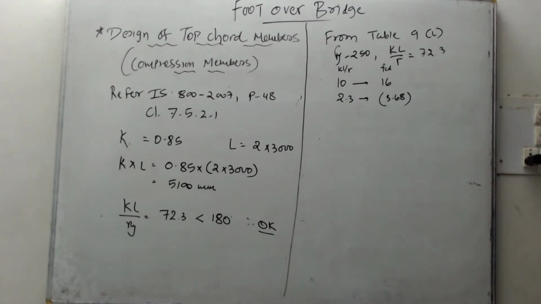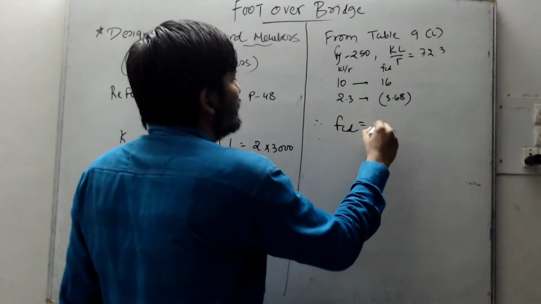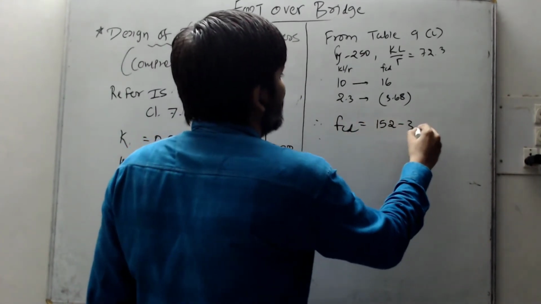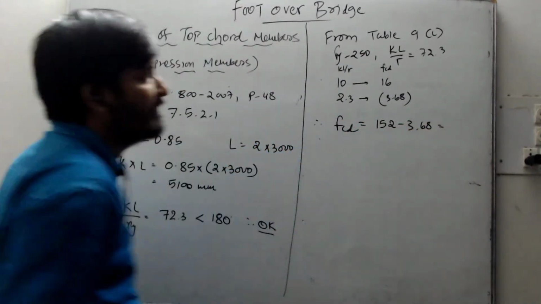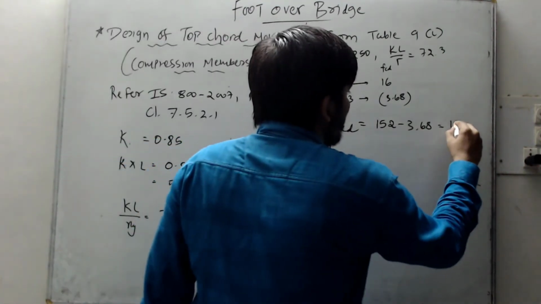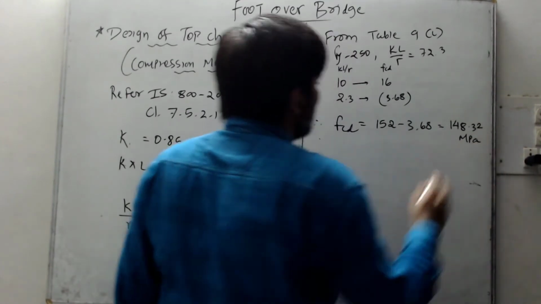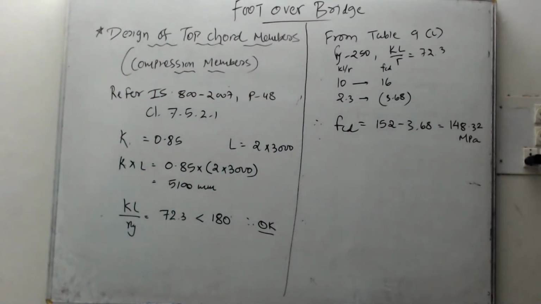So the fcd value will be 152 minus 3.68. Why minus? Because the values are decreasing. So I am getting it as 148.32 MPa. Once I get the fcd value, I can easily calculate the force.